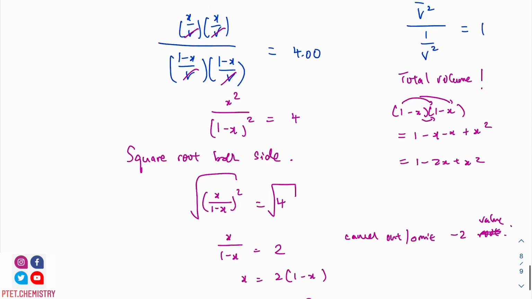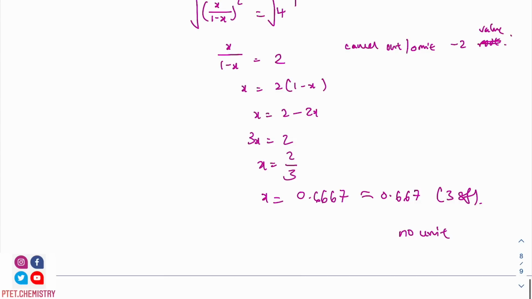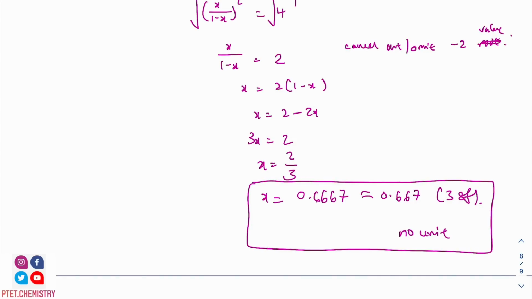There's no unit because, as you can see, mole per dm cubed times mole per dm cubed divided by mole per dm cubed times mole per dm cubed. Okay, so that's why there's no unit. However, I'll keep it as the exact answer if always possible, unless I'm specifically asked. I guess both are correct, really.